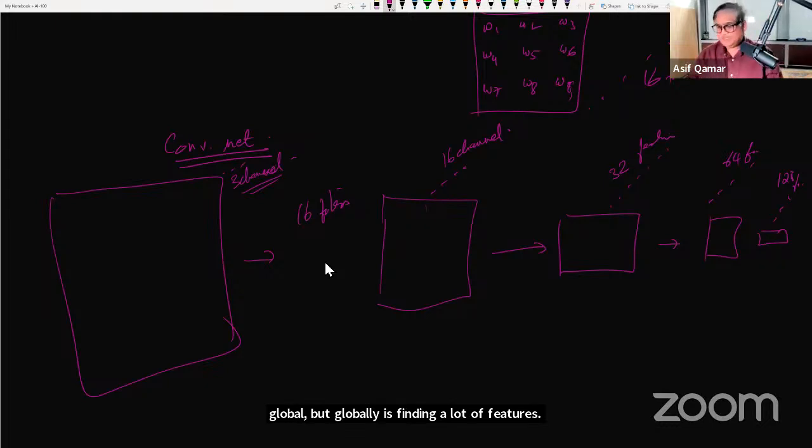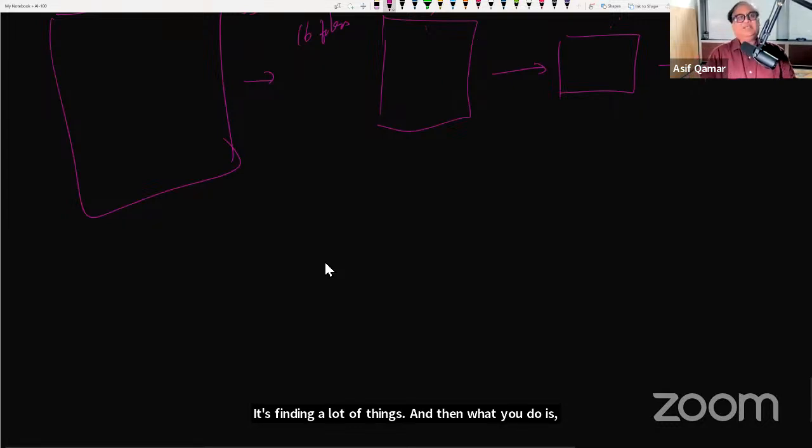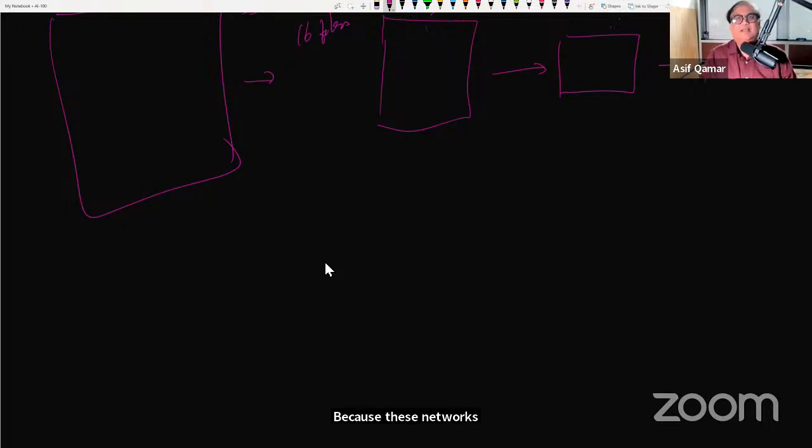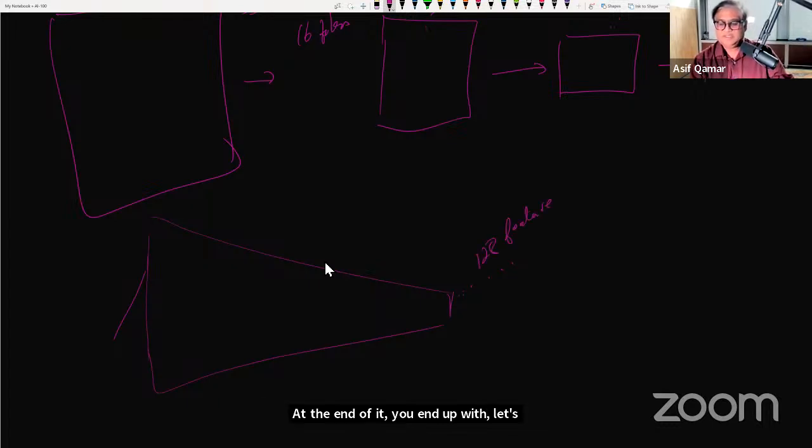And now the question is, this is all lovely, but how, for example, do I create a classifier to tell a cat apart from a truck? Because these networks ultimately need to do something practical. So let's take something practical. The simplest practical thing you can do is an image classifier. Are we making sense? So you go through this layer, and at the end of it, you end up with, let's say, 128 feature maps. Are we together?